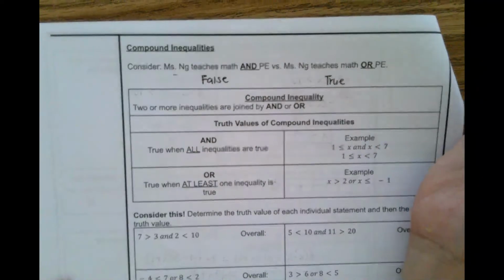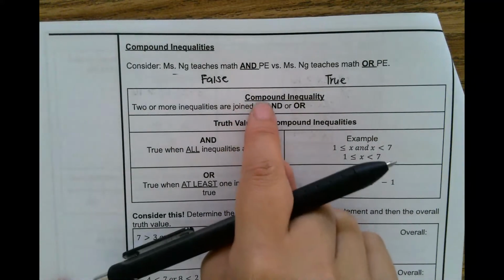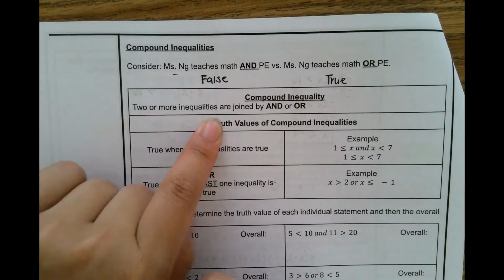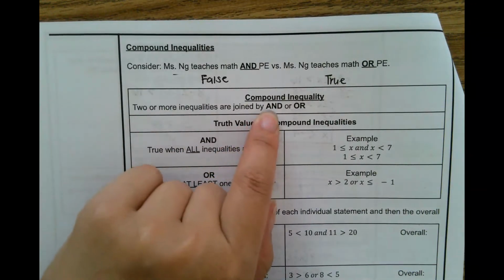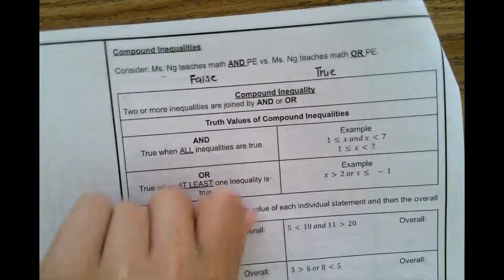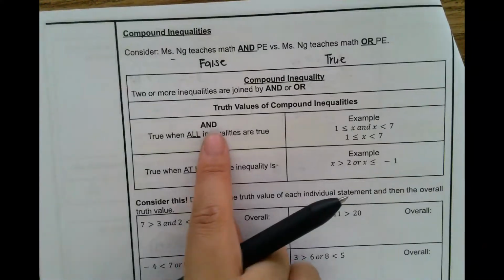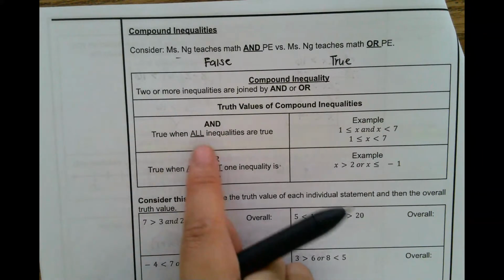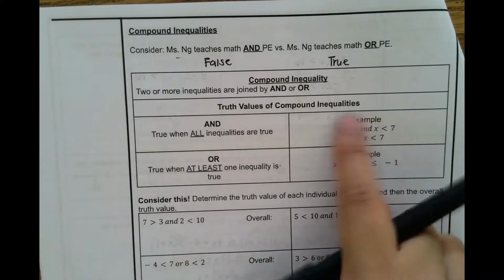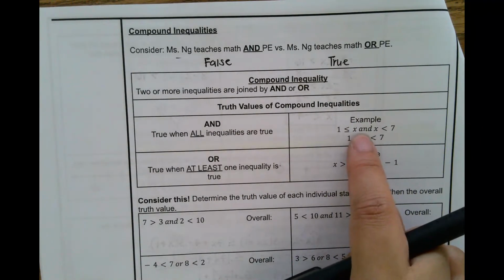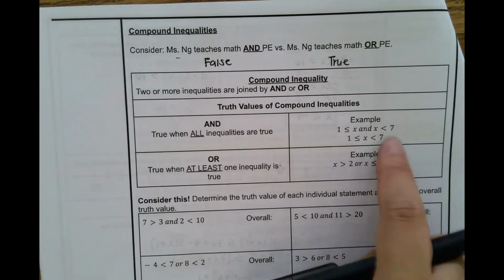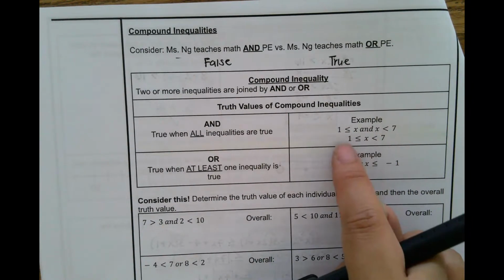Okay? This is the same thing when we're talking about our math compound inequalities. When we have two or more inequalities that are joined by the word either and or through the symbols, this is known as a compound inequality. An and inequality is true when all parts of it are true. For an example, something like this, where 1 is less than or equal to x, and x is less than 7, we can rewrite it as x is between 1 and 7.